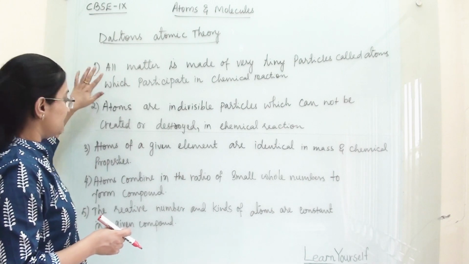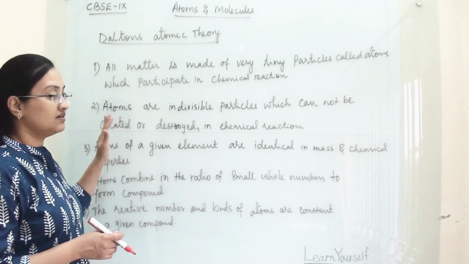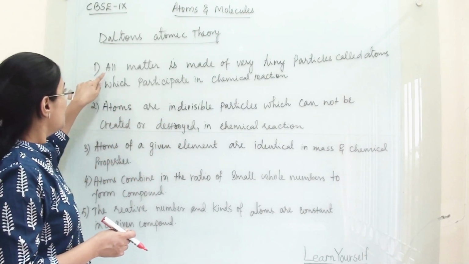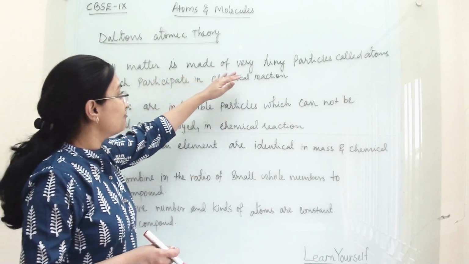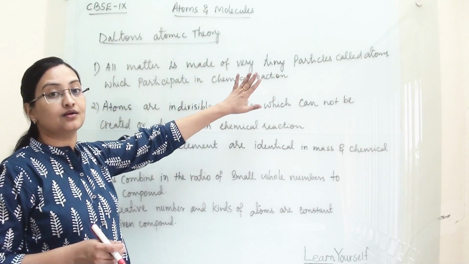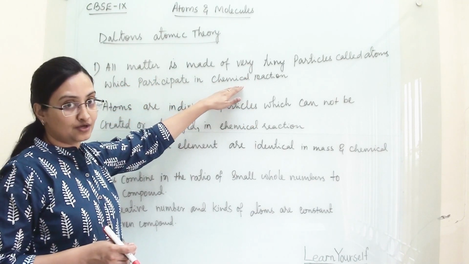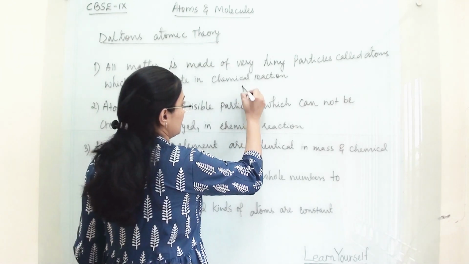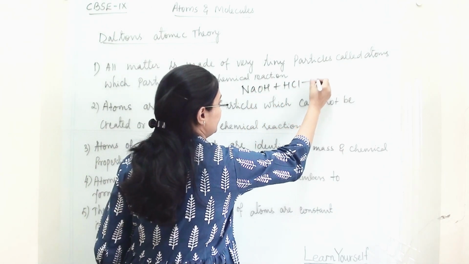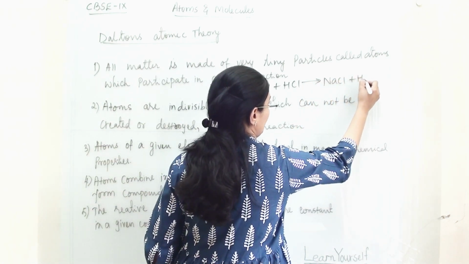So there are a total of 5 points in Dalton's theory. One by one we will see it and discuss it with a suitable example. First, all matter is made of very tiny particles called atoms. So all matter is made up of atoms which participate in chemical reactions. With a reaction you can explain that NaOH plus HCl will give us NaCl plus H2O.